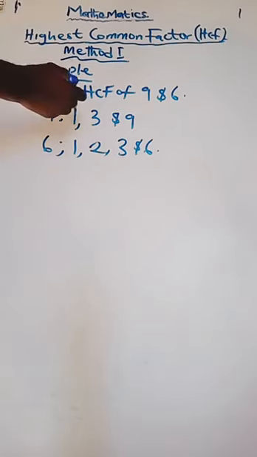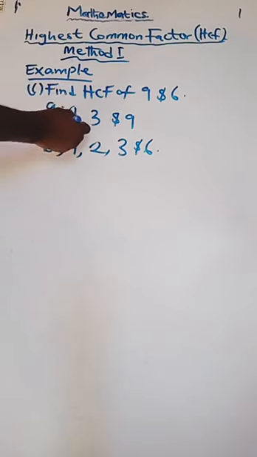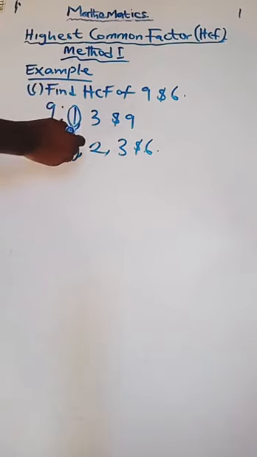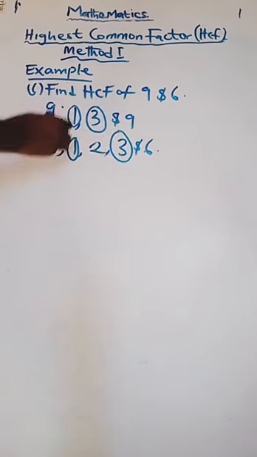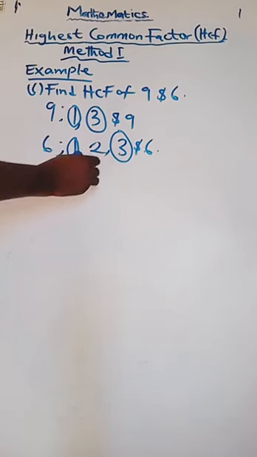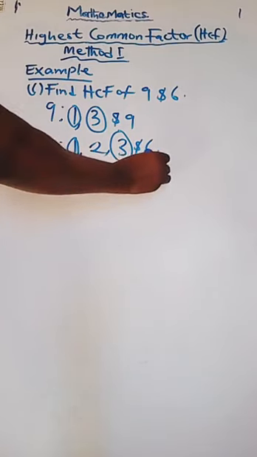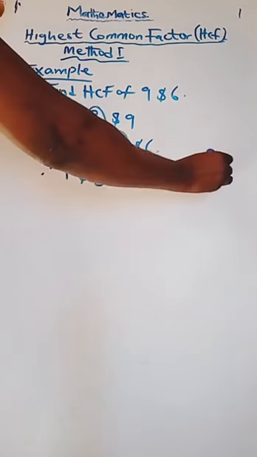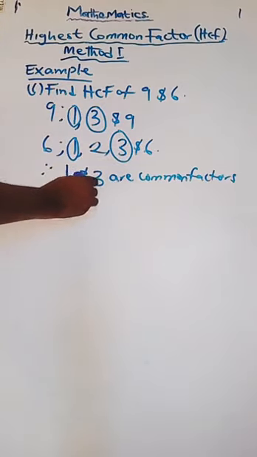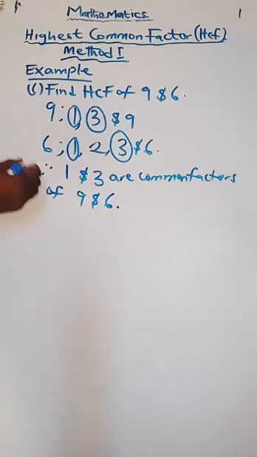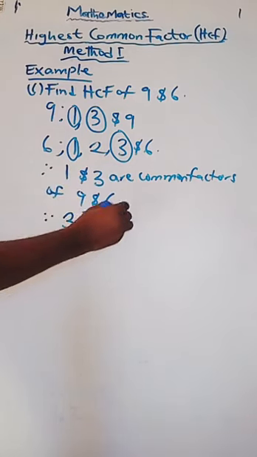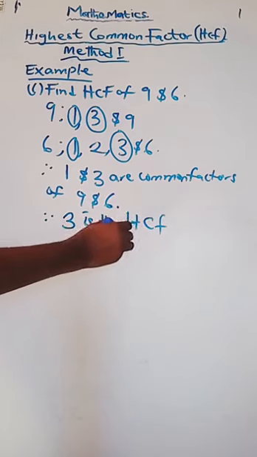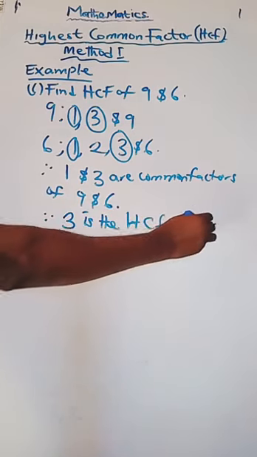Now, looking at 9 and 6, the common factors are 1. 1 is here, 1 is here, so 1 is common to both of them. 3 is here, 3 is here. So, therefore, 1 and 3 are the common factors of 9 and 6. Between the two factors, which is the highest? 3 is the highest. So, therefore, 3 is the HCF, that is highest common factor of 9 and 6.